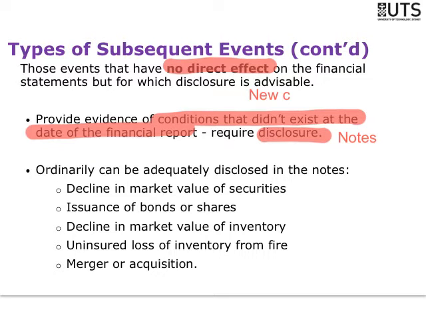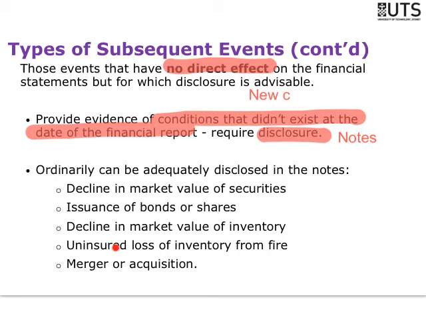It just happened that on the 1st of July or the 2nd of July, there was a giant fire that wiped it all out. Okay? At the 30th of June, there was no fire, inventory was fine, so the balance was correct. It just so happens that after the 30th of June, there was a fire, and the inventory was wiped out.